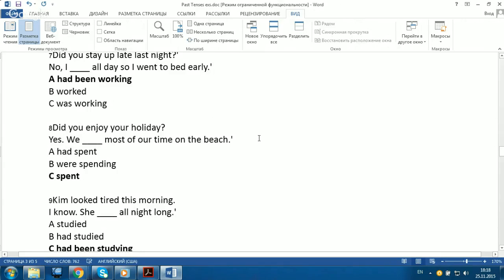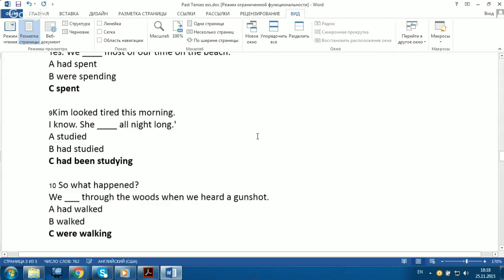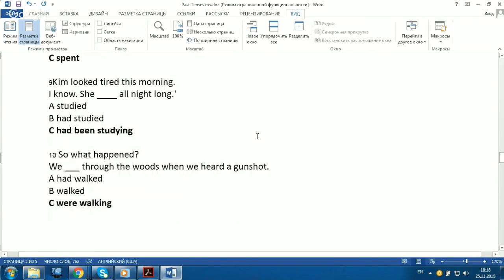The next one, did you enjoy your holidays? Yes, we spent most of our time on the beach, just a fact. Kim looked tired this morning. I know, she had been studying all night long, duration before. And we have a visible result. So what happened? We were walking through the woods when we heard a gunshot. This was in progress. We were in progress, walking, and we heard a gunshot.